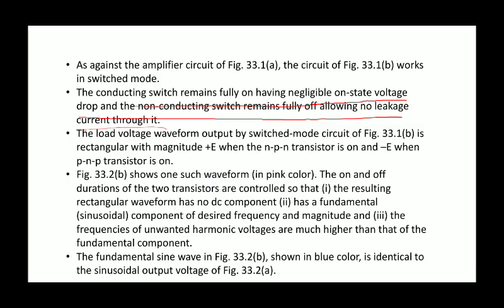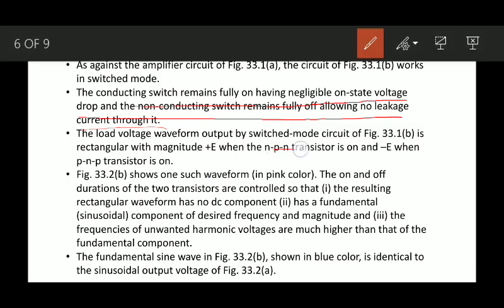The load voltage output of the switch mode circuit is rectangular with magnitude E. The base voltage is a square wave which is given to the input of both transistors, so the output voltage will also be a square wave of plus E or minus E.